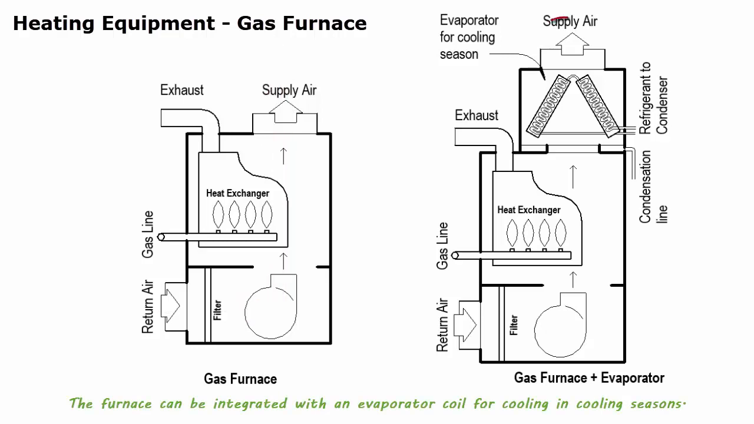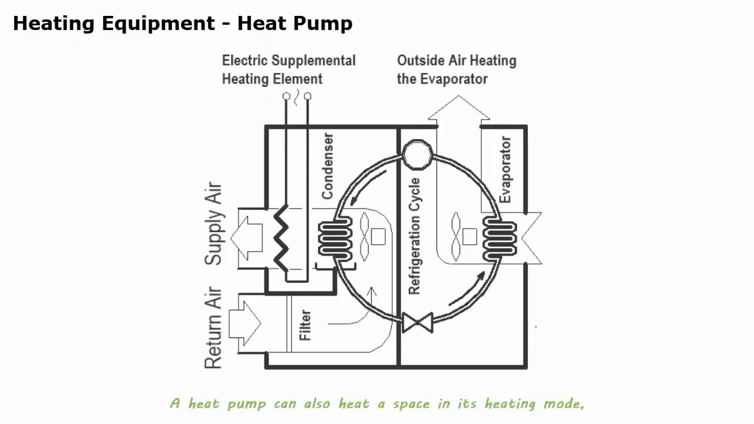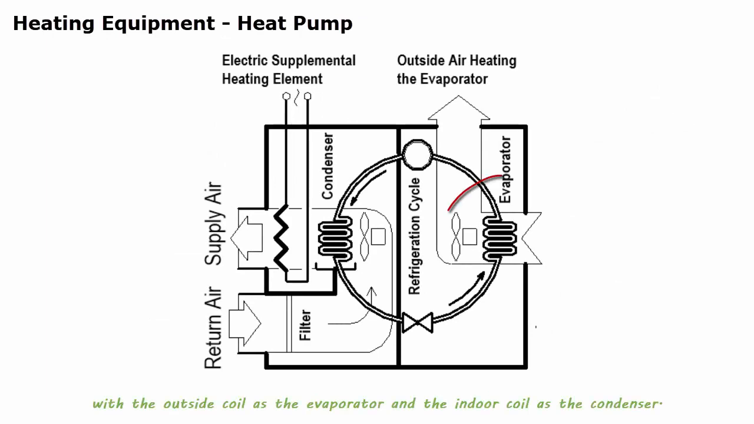The furnace can be integrated with an evaporator coil for cooling in cooling seasons. The evaporator is connected with the outdoor condenser unit by refrigerant lines. A heat pump can also heat a space in its heating mode, with the outside coil as the evaporator and the indoor coil as the condenser.